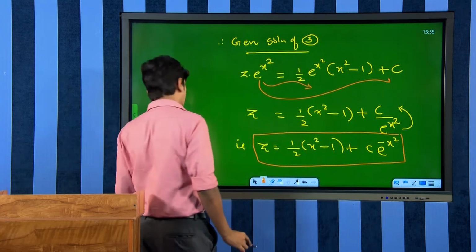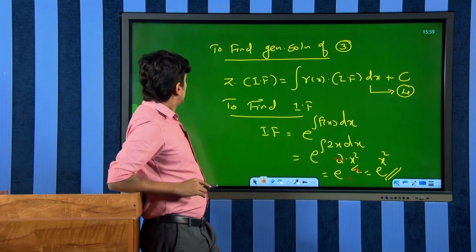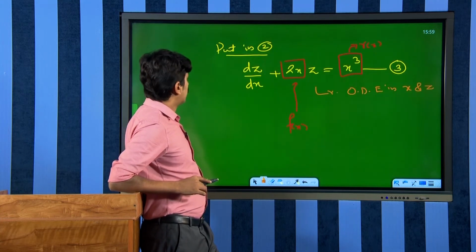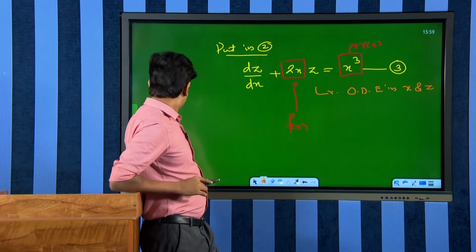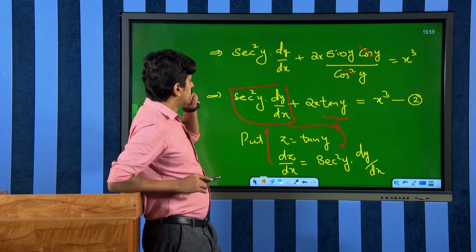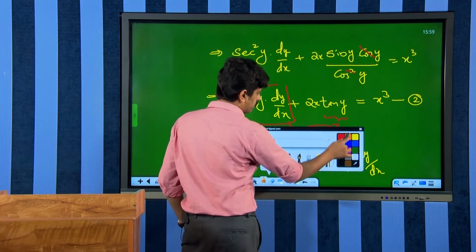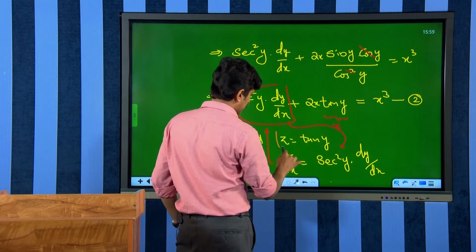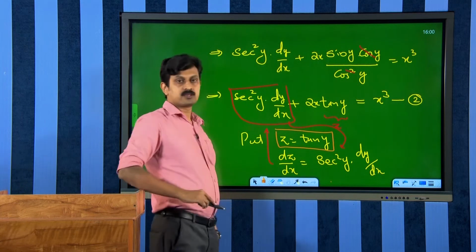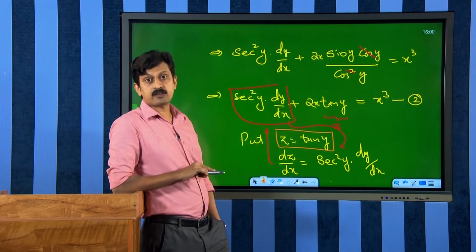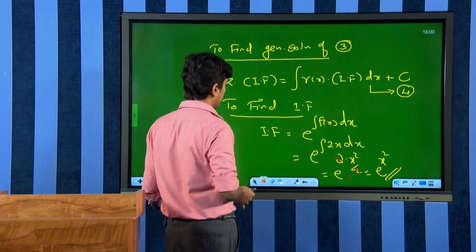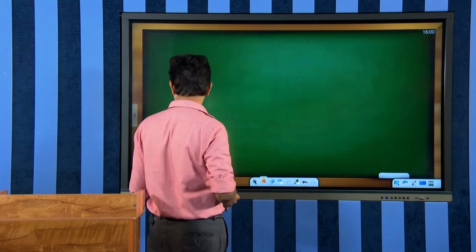Okay. Now, we can go back to our substitution for z. This is our equation. In this equation, we substituted z as tan y. So, finally, we replace z by tan y.